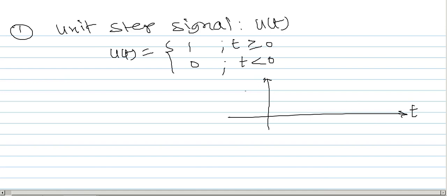this is the t axis, and it is 0 before t equal to 0. This is t equal to 0 and we are plotting u of t. So this signal is 0 before t equal to 0 and it is 1 after t equal to 0. So this is the unit step signal.